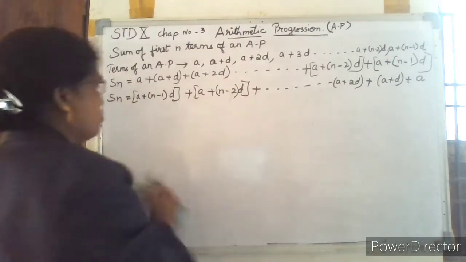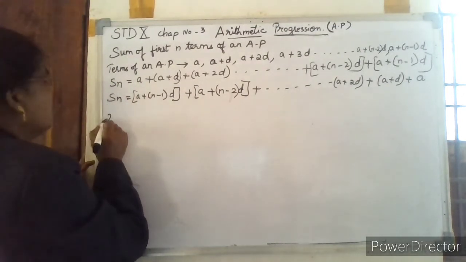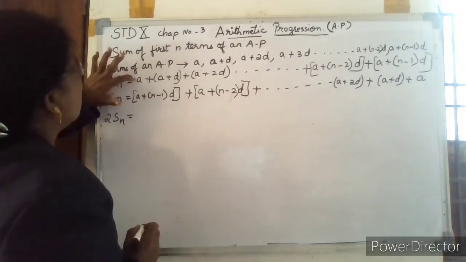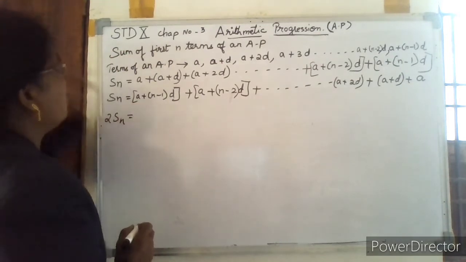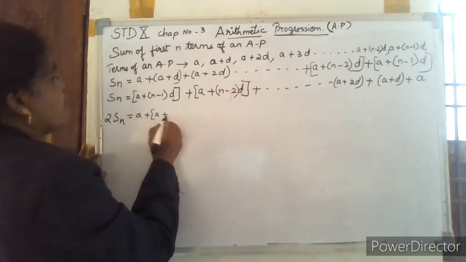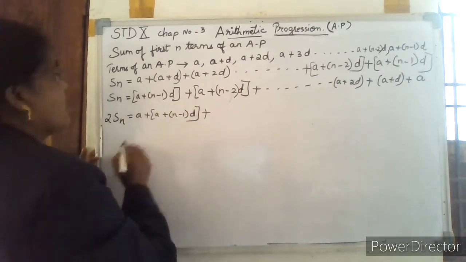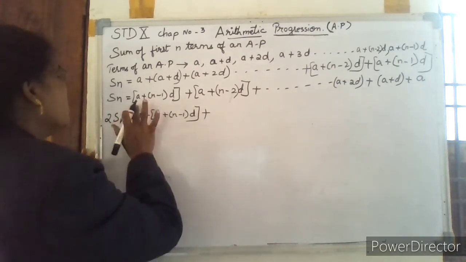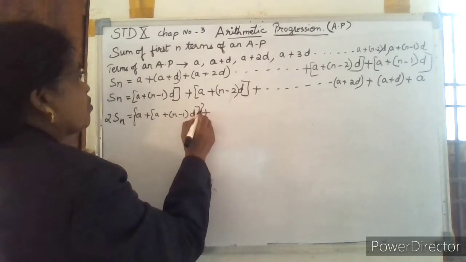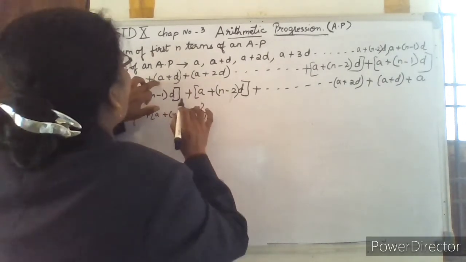So, the sum of n terms will give you 2 times the sum of n terms equal to... Now see, the first term here is a, and here the first term is a plus... So we have a plus, in the bracket, a plus n minus 1 into d. Now the next one is a plus d.